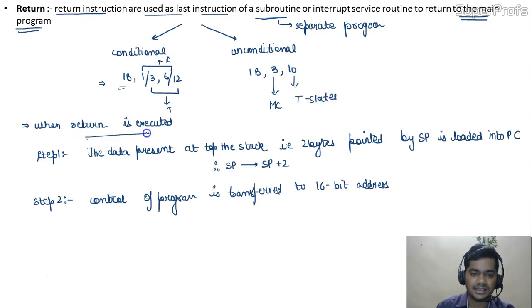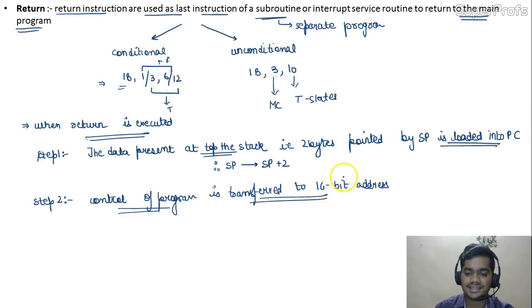So the points regarding the return: step 1, the data present at the top of the stack. What data is present at the top of the stack? The memory address of the instruction next to the call, which is loaded to the program counter. The control of the program is then transferred to the 16-bit address loaded in the program counter, so that the main program can be executed. So this is the use of the return statement. Okay, you can write these points.